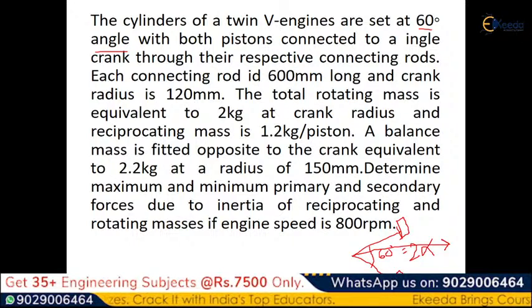Now each connecting rod length is 600 mm, and the crank radius r, the common crank for both the systems, is 120 mm. Rotating mass is given, which is 2 kg, and the reciprocating mass is 1.2 kg per piston, because there are two pistons. A balance mass is fitted opposite to the crank, which is 2.2 kg at a radius of 150 mm. We have to find the maximum and minimum primary and secondary forces if the engine is running at 800 rpm.